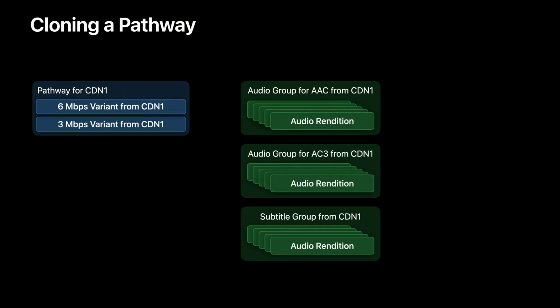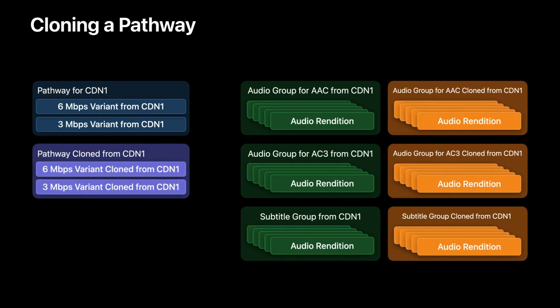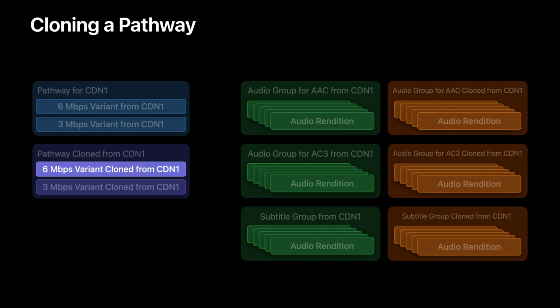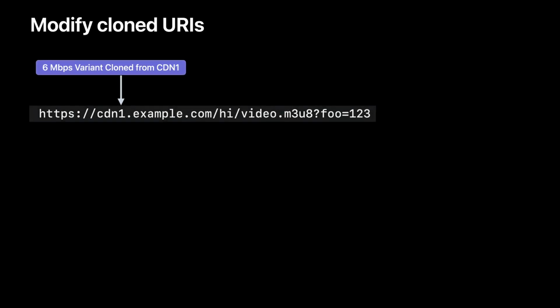Then, to make it a new pathway, we need to modify the URIs of the variant and rendition streams of the newly cloned pathway. Let's take the 6 Mbps variant stream from the cloned pathway, for example. Let's say this particular variant stream has the URI as shown. To modify it to become the URI for the new pathway, the most flexible way is to replace the full URI line in whole. This means we need to store a full set of URIs in the steering manifest for each cloned pathway. However, in practice, we can usually do better than that.